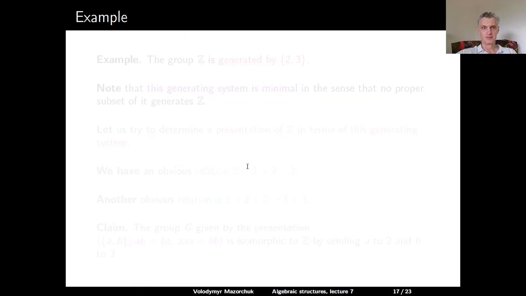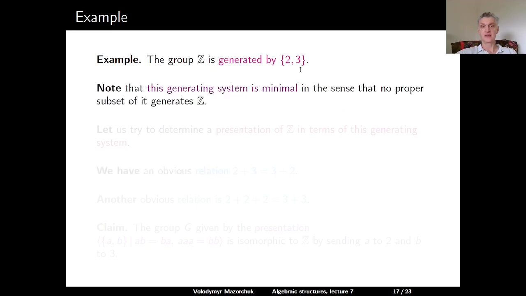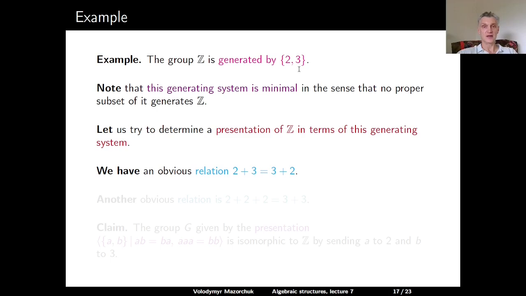Here is an example. The group of integers is generated by 2 and 3. Note that this generating system is minimal in the sense that no proper subset of it generates Z. So 2 generates even integers and 3 generates integers divisible by 3. So let us try to determine a presentation of Z in terms of this generating system. So what are the relations which are satisfied by these generators?